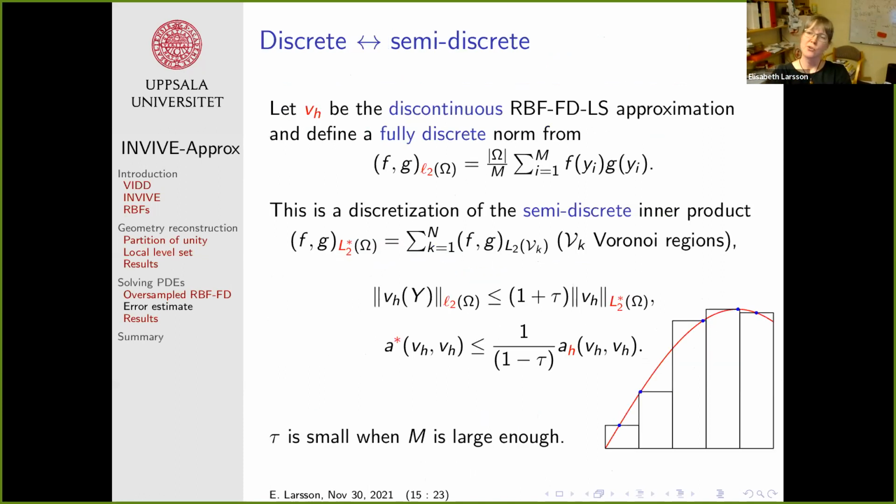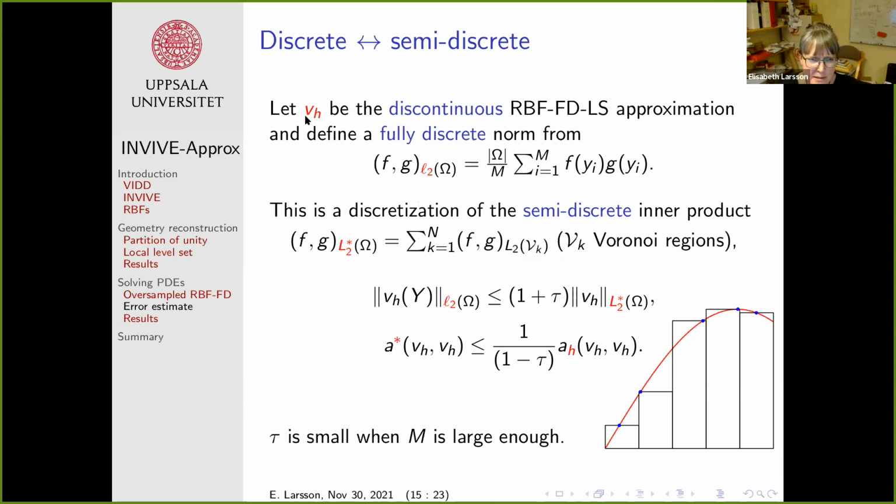But we are not directly done because our function space is not a subspace of W22, because it's discontinuous. So we will take a step. We will start with a discrete norm, which is what we actually have, and we will go to a semi-discrete space, and then we will go to the continuous space.